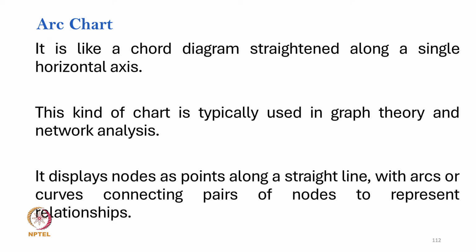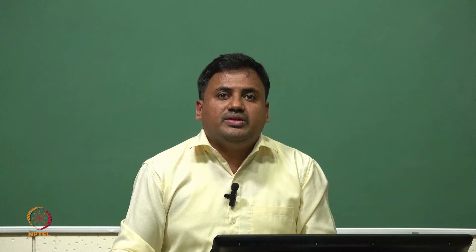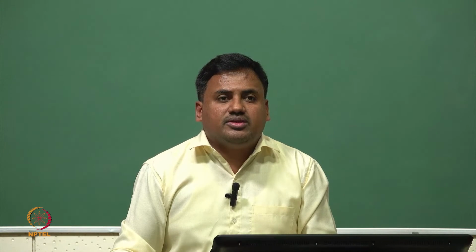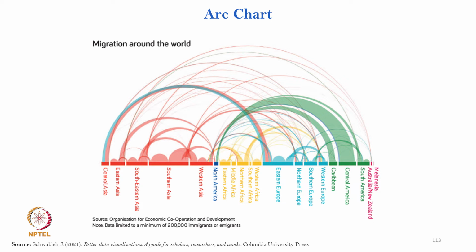And arc charts. The arc chart is like the chord diagram stretched along a single horizontal axis. This kind of chart is typically used in graph theory or network analysis. An arc diagram displays the nodes as points along a straight line, with arcs or curves connecting pairs of nodes to represent relationships. The example of this arc diagram shows the same migration flow between the regions of the world as the diagram we have shown in the chord diagrams.